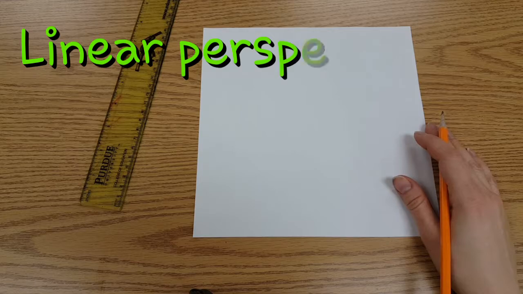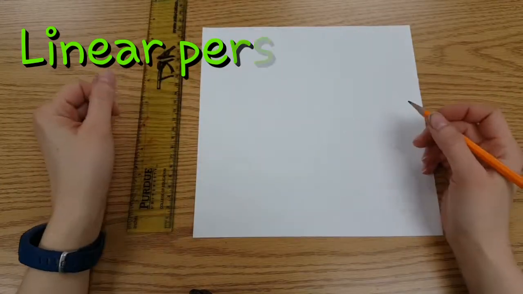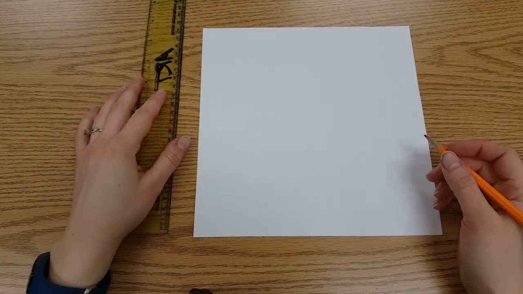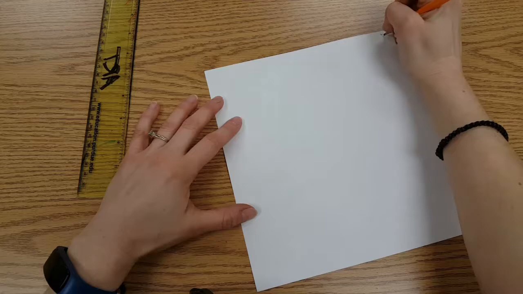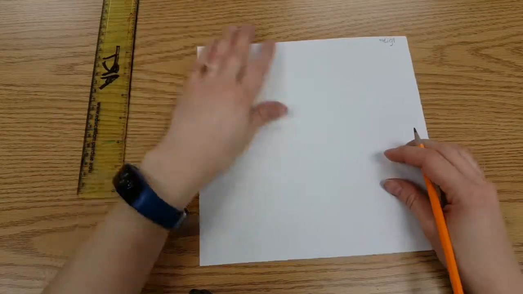Today we're going to make a city in linear perspective, and this is going to be 1 point linear perspective because we will have 1 dot on your page. So name goes in a corner, in case we have some kind of colossal error, we can use the back side.